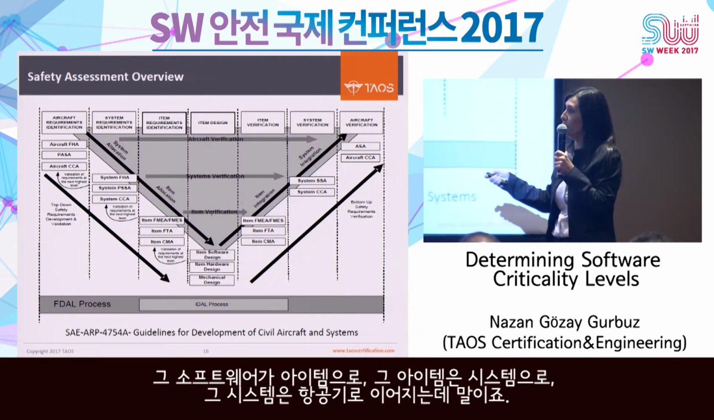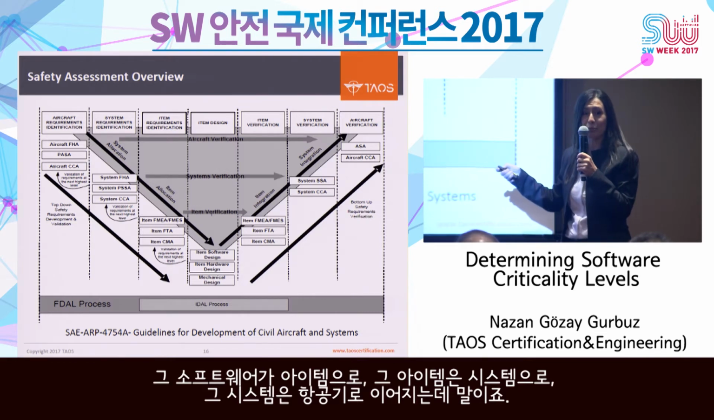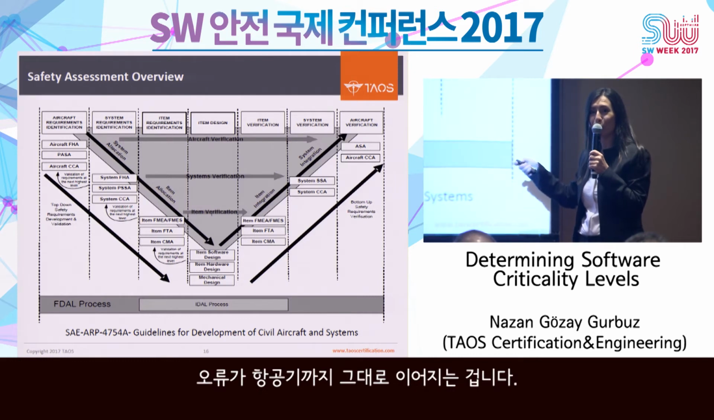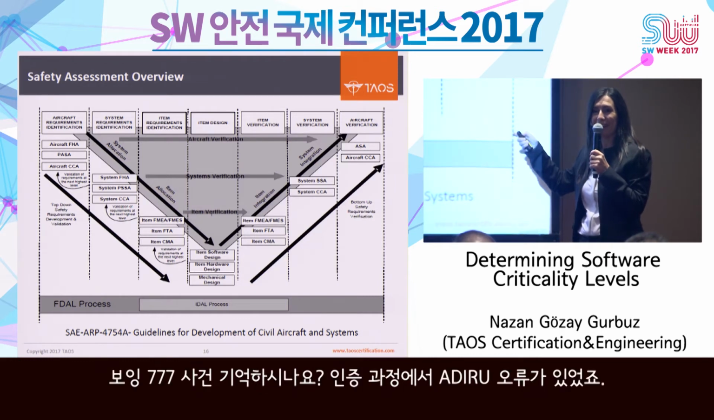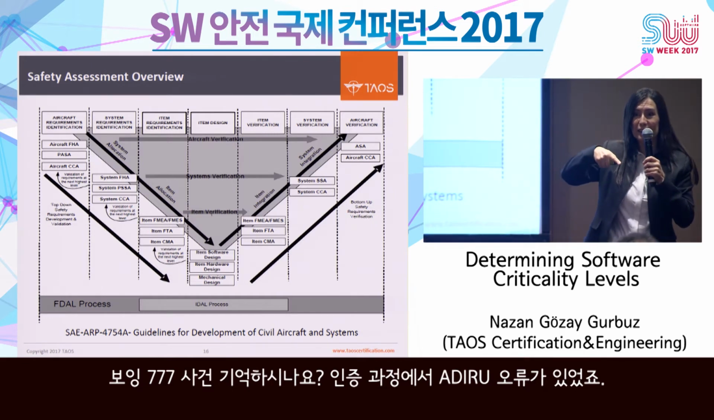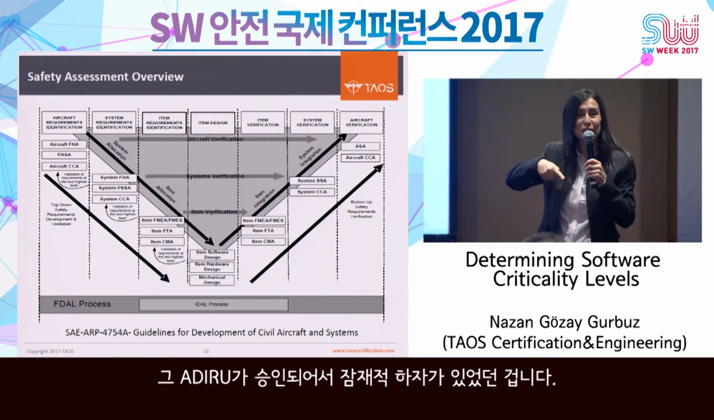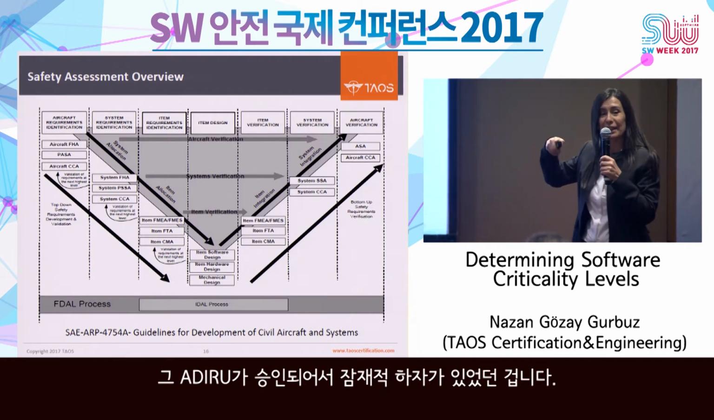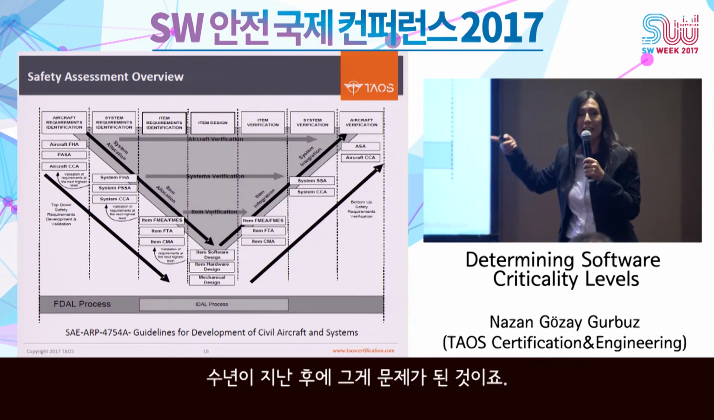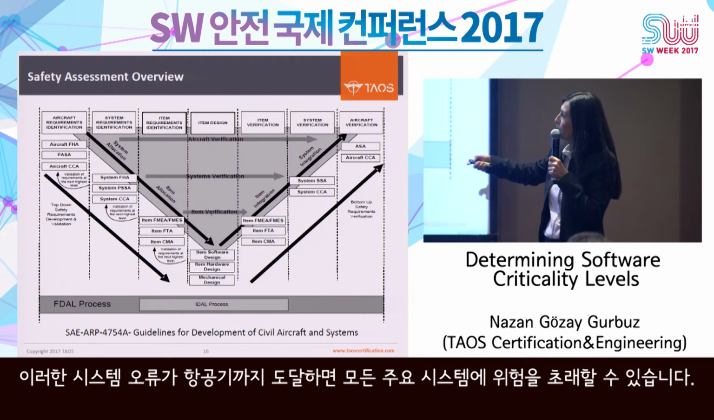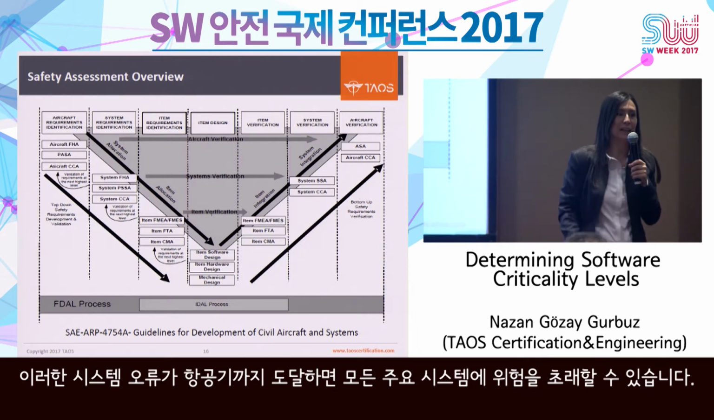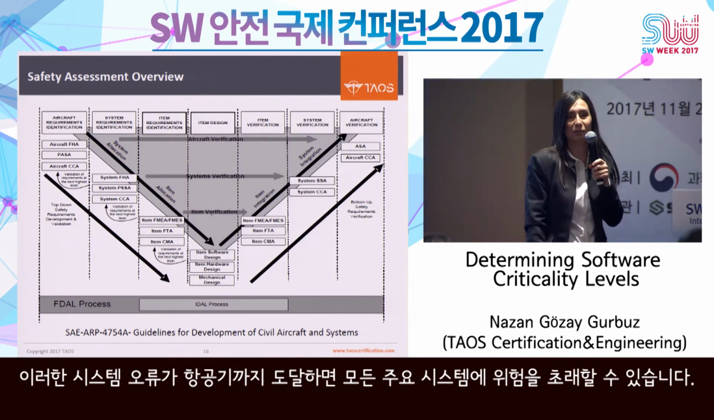We integrate that software into an item, integrate that item into a system, and integrate that system on the aircraft. Our fault goes to the aircraft with that. Like, remember the Boeing 777? That ADIRU fault was in the certification process. When the ADIRU was certified by the authorities, that latent failure was in there. And years later, that creates a problem. So those kinds of systematic errors go up to the aircraft and someday can create a hazard for every critical system.